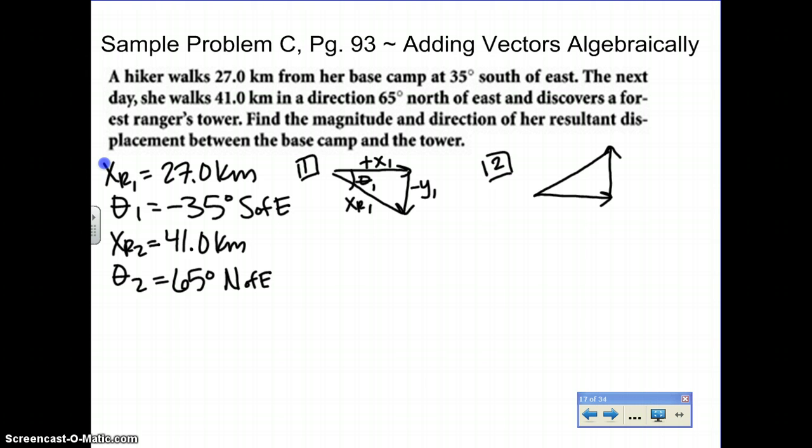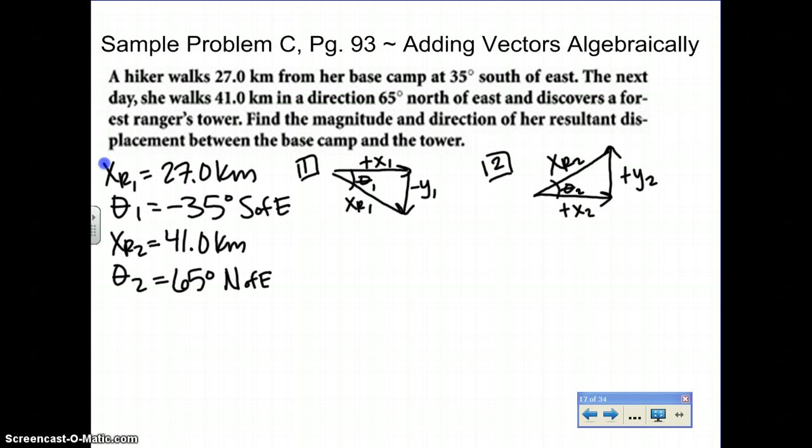Theta is always placed in between the first vector drawn and your resultant line. So the first vector drawn was my x direction. See, this is my first one drawn, and here's my resultant line. So theta is going to be placed right there. Dressing this one up a little bit more, we can see that we have a positive x2 that we'll solve for and a positive y2 that we'll solve for. And here's xr2 that you should know about.